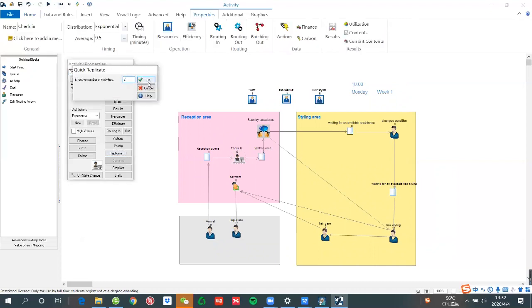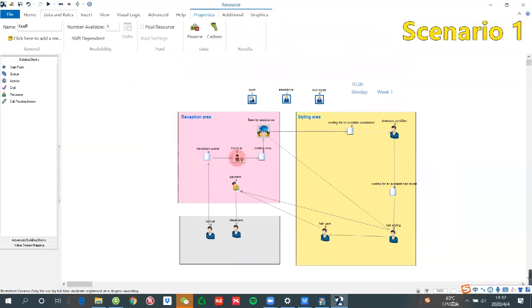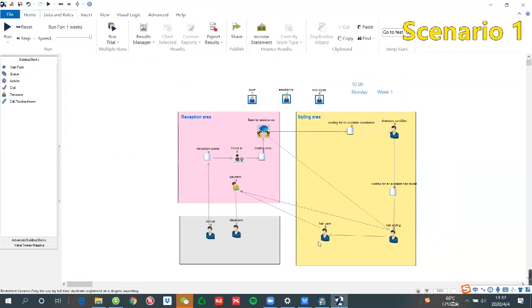So in order to get more customers, we would like to increase the number of staff in the check-in to 2. We get an extra staff member in the check-in station. And by that, we run the simulation again to see what the difference is compared to the previous one.